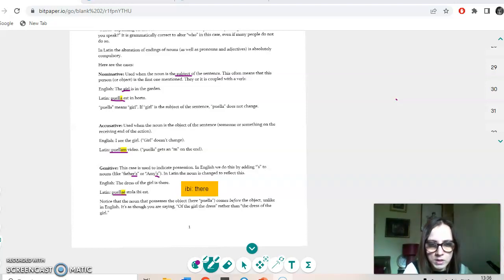Okay. So, notice that the noun that possesses the object, so that would be here, puella, comes before the object, unlike in English. Yeah, so that's what I was saying. When you say puella stola ibi est, you're saying of the girl, the dress there is.